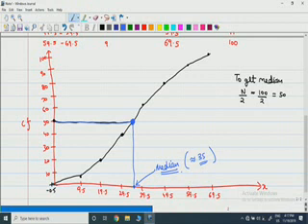How to find the median? Just find the n by 2, plot it on the y axis. Where is n by 2? Draw a line parallel to x axis. It will intersect the curve at some point. From that point, draw a line vertically.